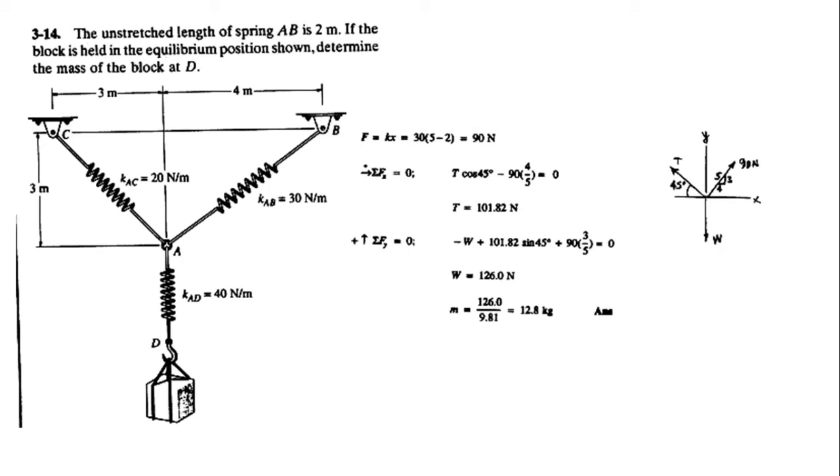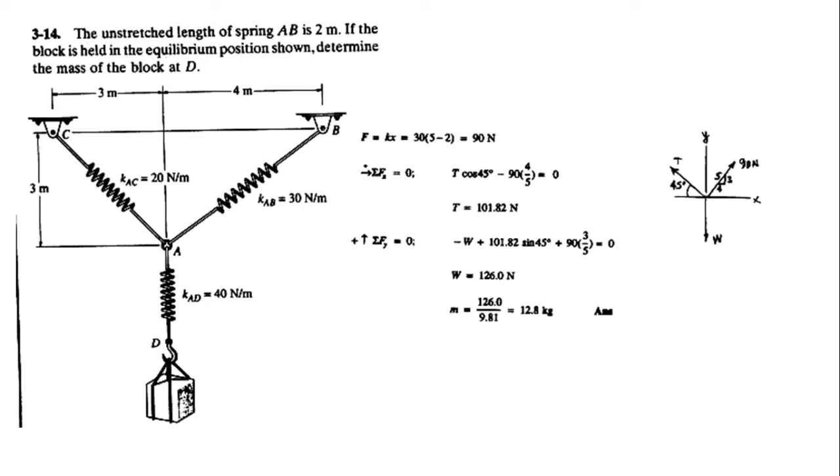Since they have given you the unstretched length of the spring as 2 meters, what will be the final length of the spring? You can very easily find it: the coordinates are given, from B to the midpoint of A is 4 meters, and the vertical height is 3 meters. So the hypotenuse length of that fully stretched spring you can calculate from hypotenuse squared equals opposite squared plus adjacent squared. It will give you 5 minus 2, and that is your X. K of the material of your spring is given as 30 newtons per meter, so you get the spring force as 90 newtons.